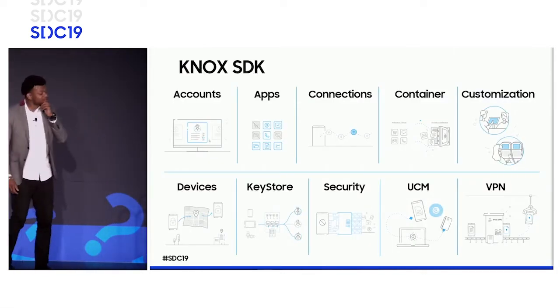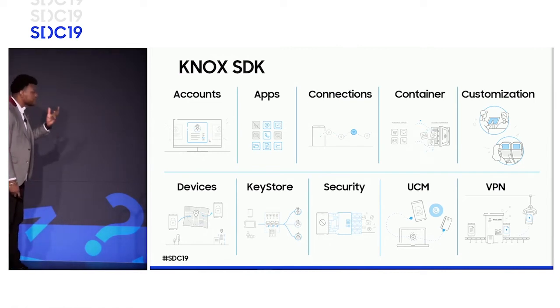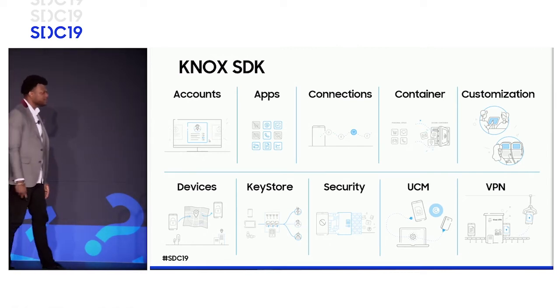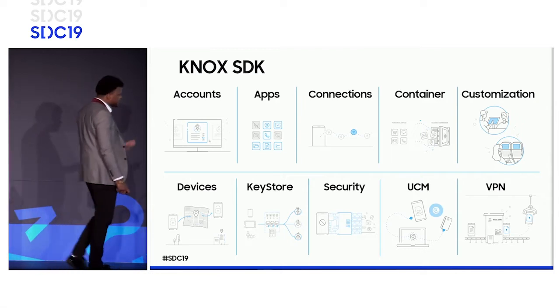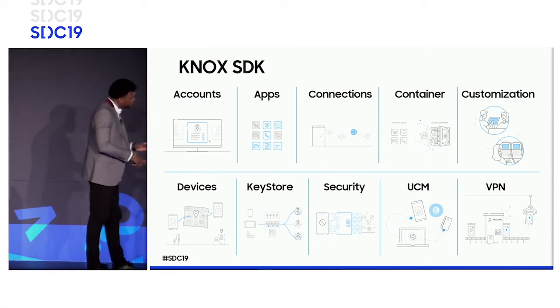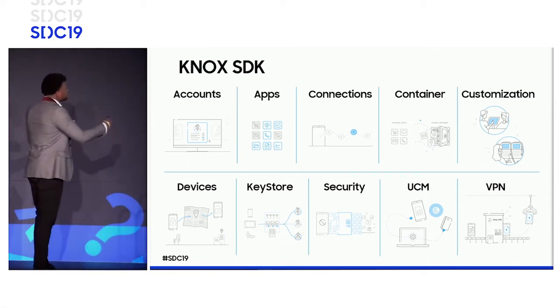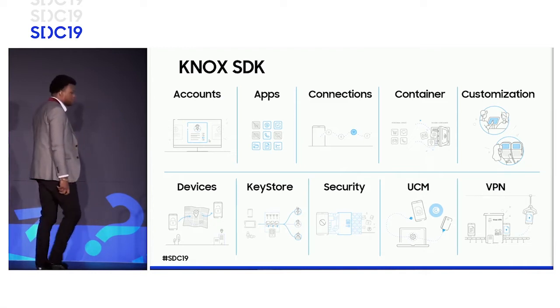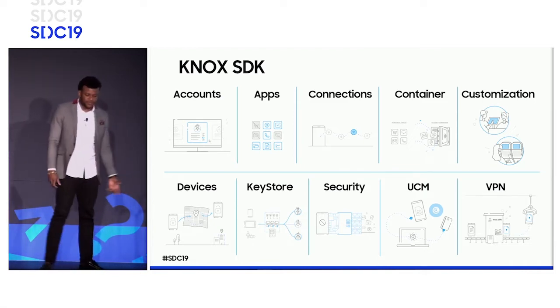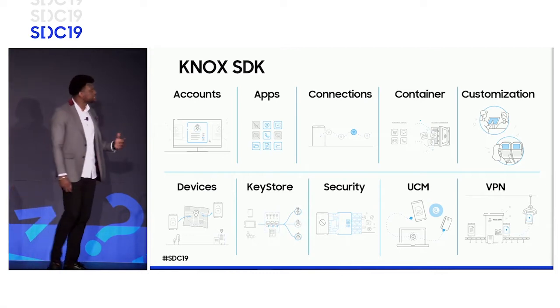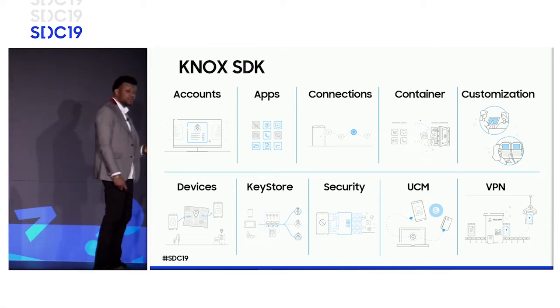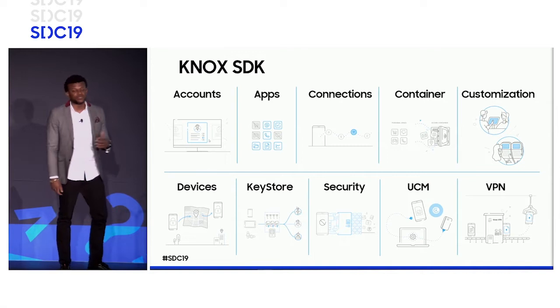So the KNOX platform has a suite of APIs. I think right now we're at 1,500 APIs. And those APIs fit within certain buckets, right? And I'll highlight a few of them. So from an apps perspective, if you want to whitelist or blacklist applications and dictate what applications get deployed to the device, you're able to do that.